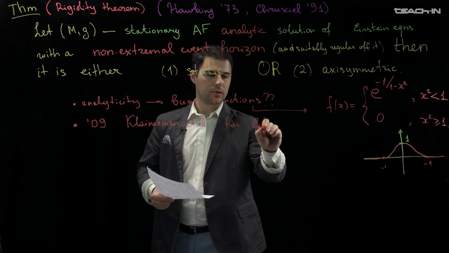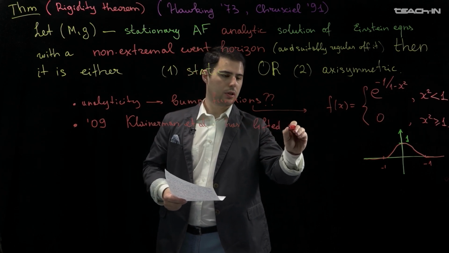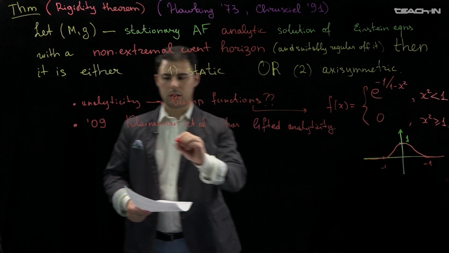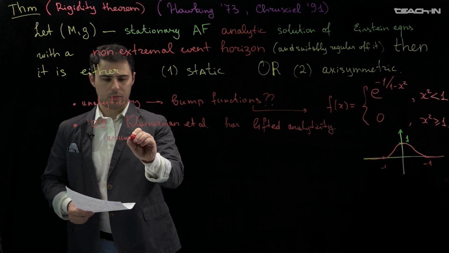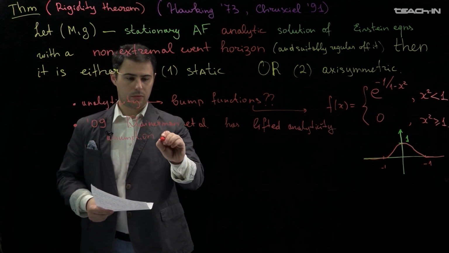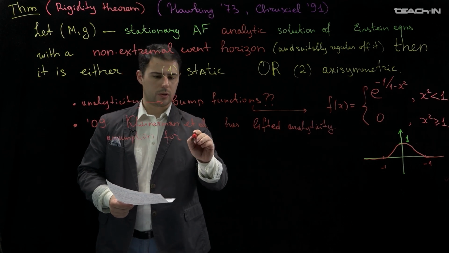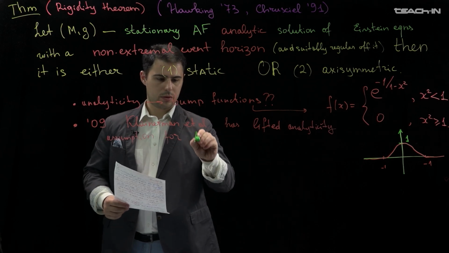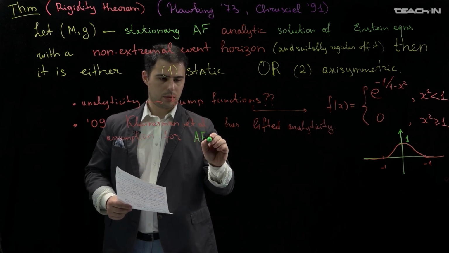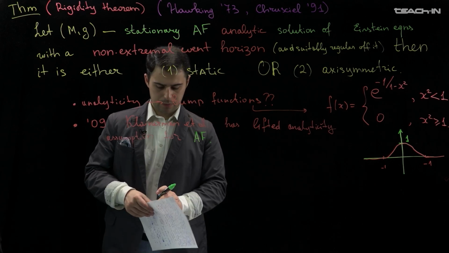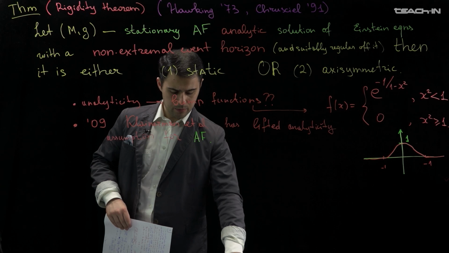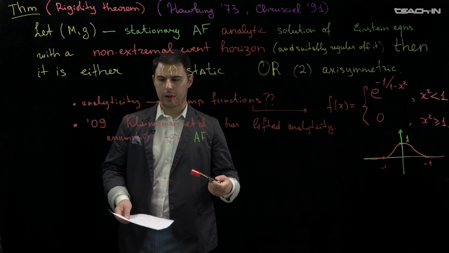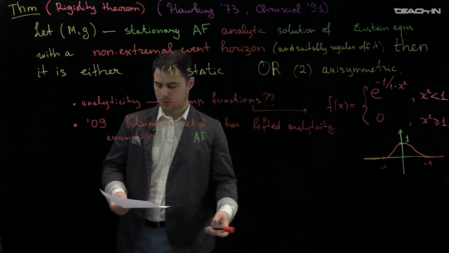So Kleinerman has lifted this assumption. Yes, his technique of proof does not work in high dimensions and does not work for non-asymptotically flat spacetimes.